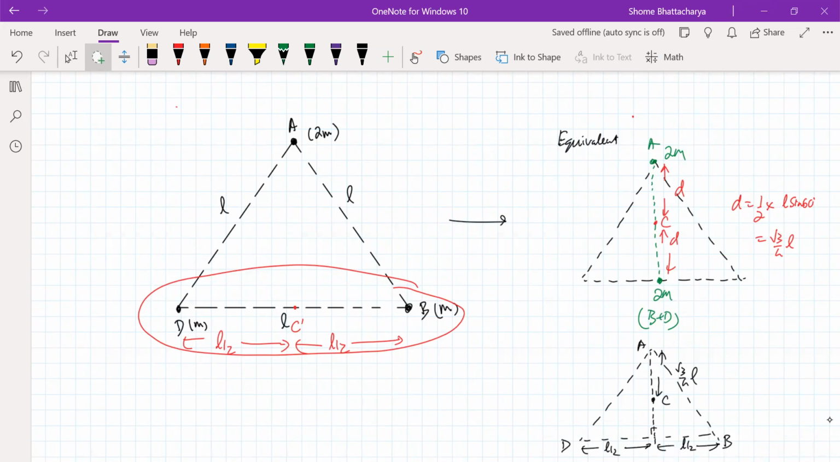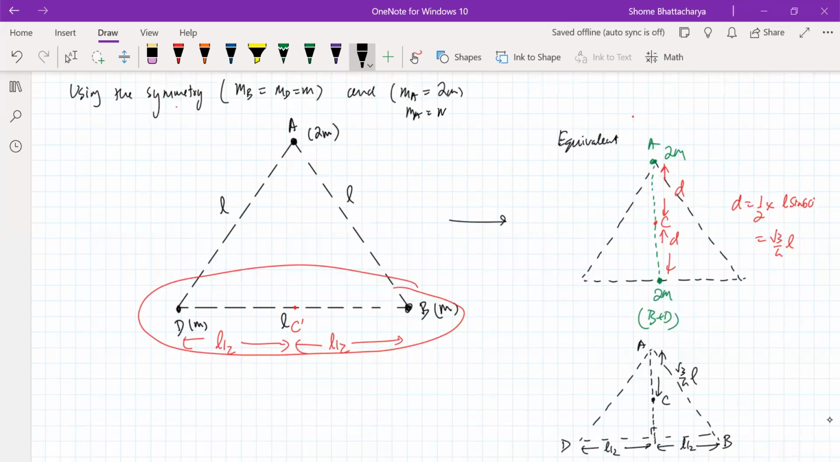So this is another way of solving the question. Just make a note of this. This is using the symmetry of the problem. What is the symmetry? That mass of B is equal to mass of D, that is M. And the fact that mass of A is 2M, so it is equal to the mass of B plus the mass of D.